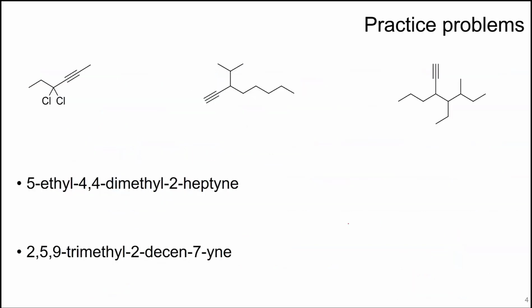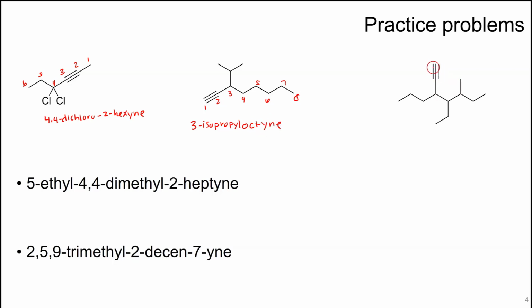So we can go ahead and look at how we would name these. In this example here, you want your alkyne to have the lowest numbering. This would be 4,4-dichloro, 2-hexyne, and 3-isopropyl, octyne.